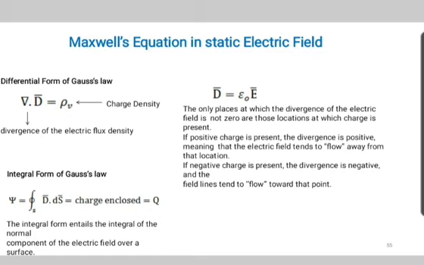The integral form entails the integral of the normal component of the electric field over the surface. The only places at which the divergence of the electric field is not zero are those locations at which the charge is present. If positive charge is present, divergence is positive, meaning that the electric field tends to flow away from that location. If the negative charge is present, then the divergence is negative and the field lines tend to flow toward that point.